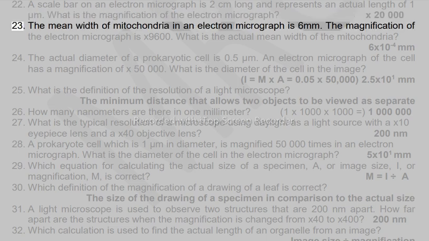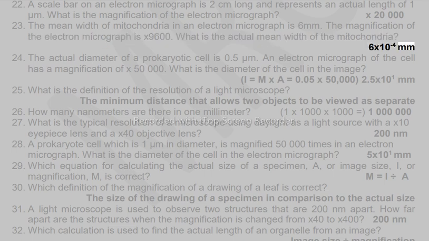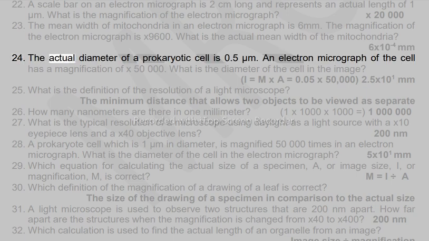×20,000. 23. The mean width of mitochondria in an electron micrograph is 6 millimeters. The magnification of the electron micrograph is ×9600. What is the actual mean width of the mitochondria? 6×10⁻⁴ mm.